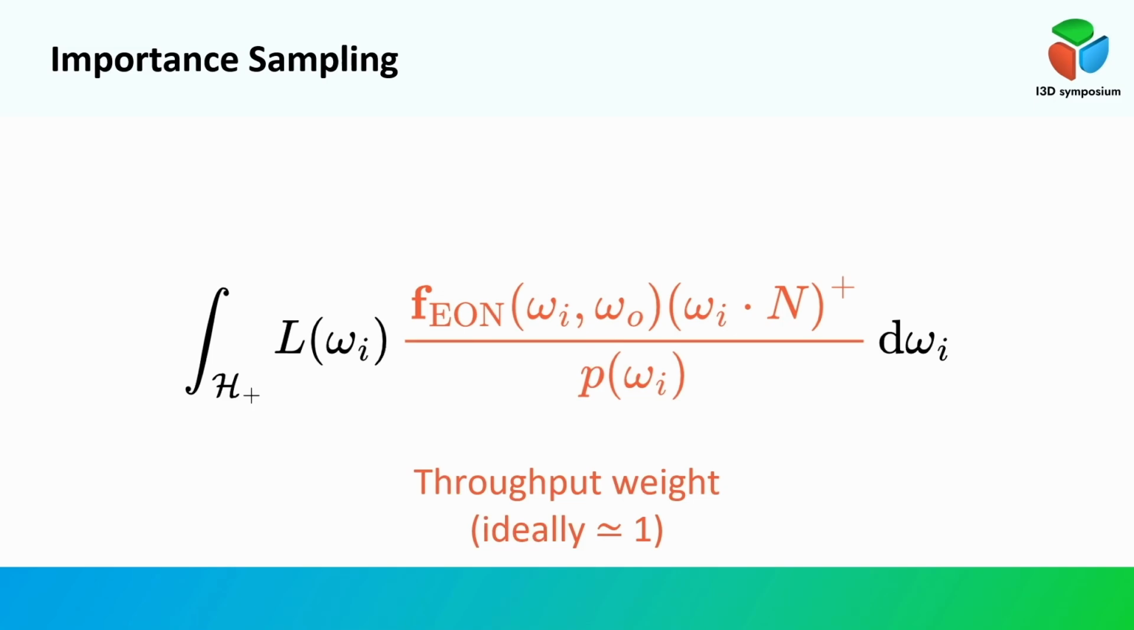You can think of it as the throughput weight. And the ideal is, if we were doing perfect importance sampling, this would be 1 across all directions. And that's what we're aiming for. That's a sort of North Star. We want to get to that, or as close to that as possible.